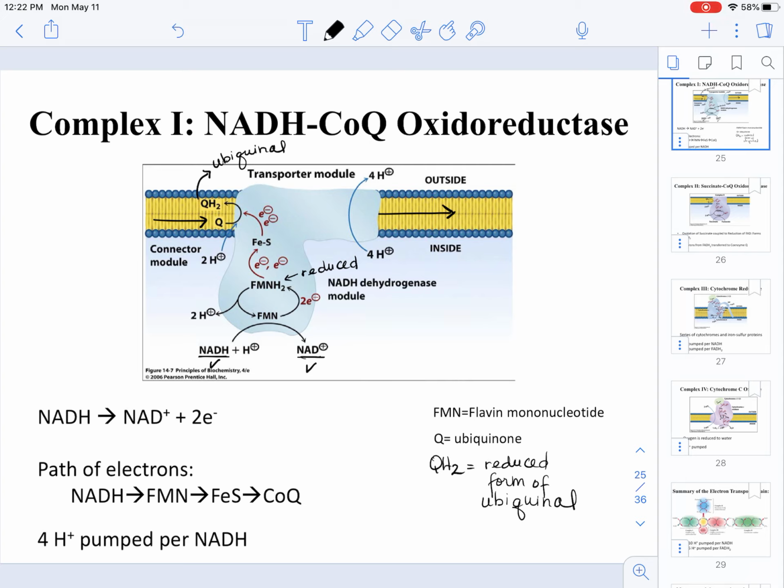Okay, so as you can see, the path for electrons goes NADH, then they get passed on to flavin mononucleotide. Then we have the non-heme iron protein, and then we have CoQ, and then CoQ gets converted into CoQH2, and Q is the same. So let me just write it here.